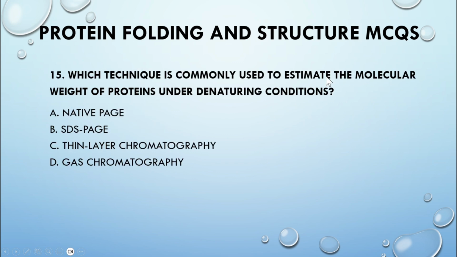Question 15. Which technique is commonly used to estimate the molecular weight of proteins under denaturing conditions? A. Native PAGE, B. SDS-PAGE, C. Thin layer chromatography, D. Gas chromatography. The correct option is sodium dodecyl sulfate polyacrylamide gel electrophoresis. SDS is a detergent. It denatures proteins and gives them a uniform negative charge, allowing separation primarily by size. That's a type of electrophoresis.